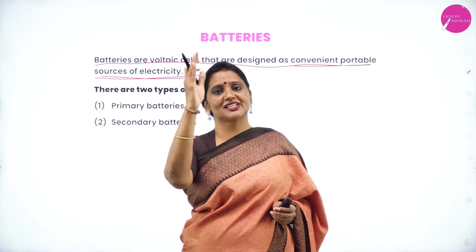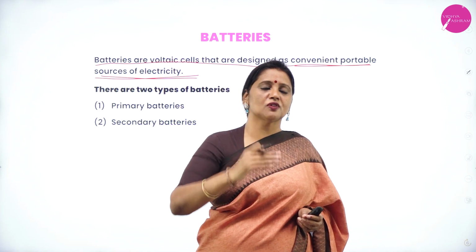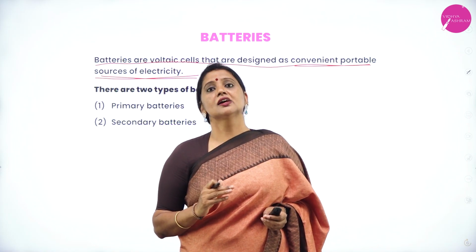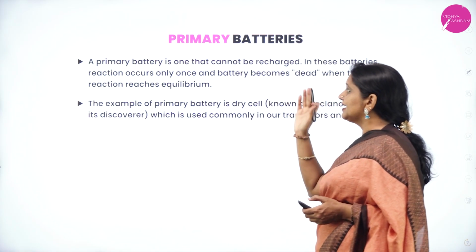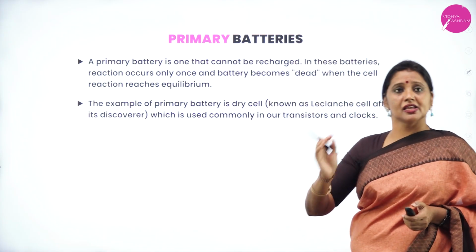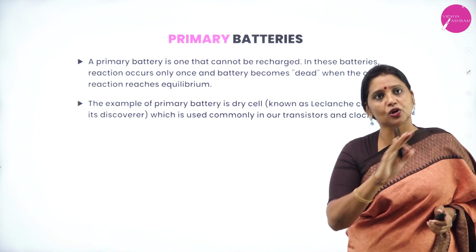In batteries, we have two types: primary batteries as well as secondary batteries. What are the two types of batteries? Primary batteries as well as what? Secondary batteries. First, let us consider primary batteries. Primary batteries are those which cannot be recharged.